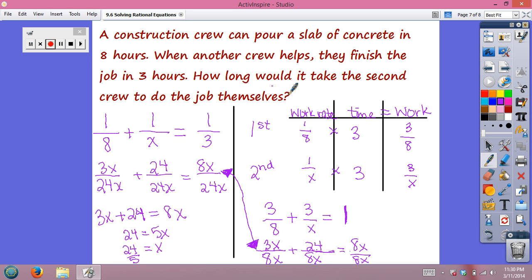Now let's remember what we're searching for. It says how long would it take the second crew to do the job themselves? Well, 24 over 5, we should probably approximate a little bit better. So we're going to get 4.8, and what are we looking for? Hours. So the same job that takes crew 1 8 hours will take the second crew about 4.8 hours.